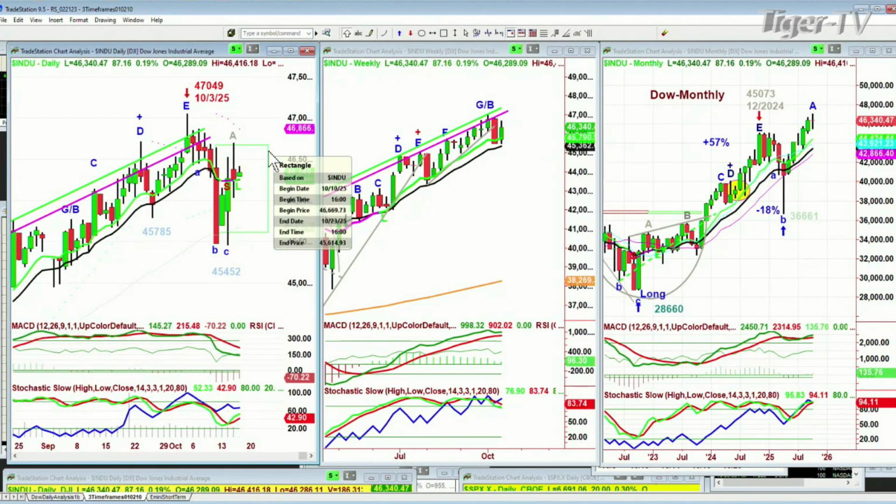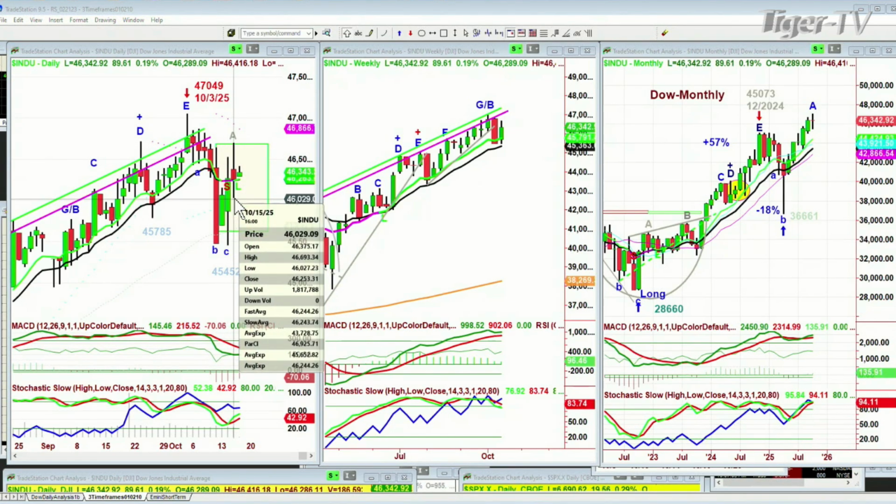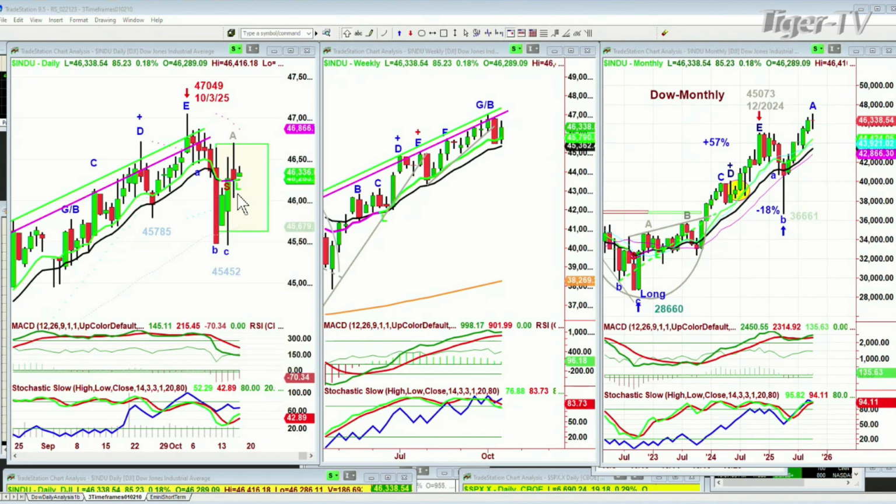And I've drawn in the rectangle. Normally, I'm a little bit generous in the very first opening salvo with the parameters, and I'm just giving you a kind of a wide rectangle formation with the high of yesterday, which was at 46,693. Underneath that there's a lot of resistance. And underneath it, you can go all the way down to the low of 45,452.